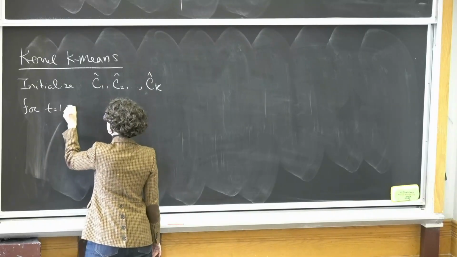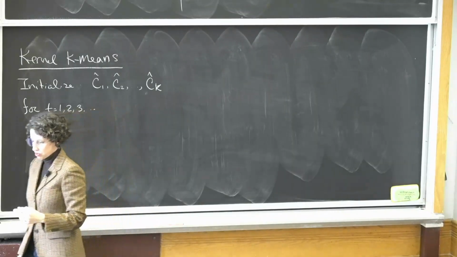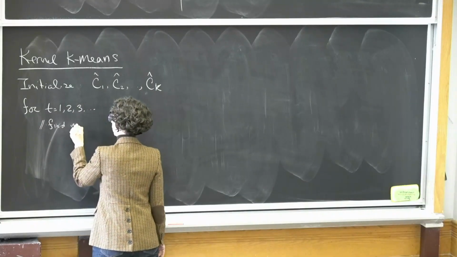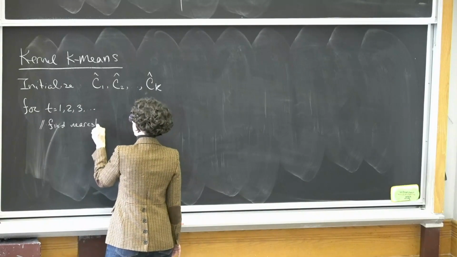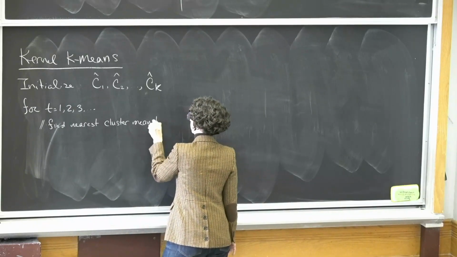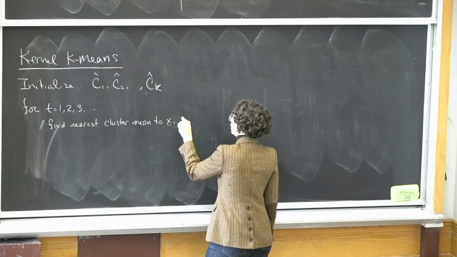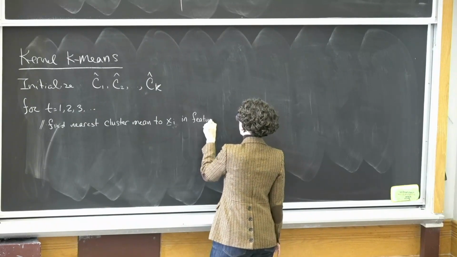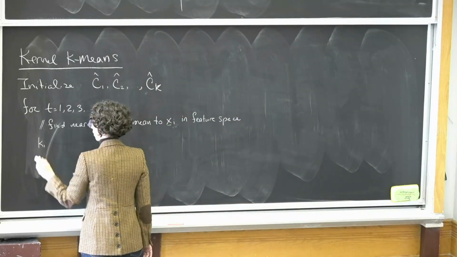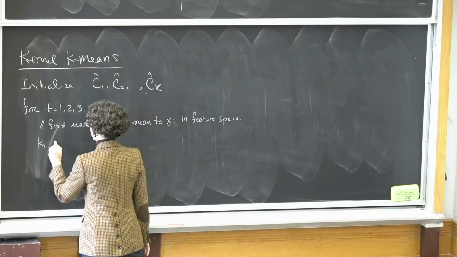Then what I'm going to do is iterate. So for t equals 1, 2, 3, etc. And the first thing I'm going to do is try to find the nearest mean, or nearest cluster, sorry, to each sample xi, but in this high dimensional feature space. So in particular, this is where my handwriting is going to be important.